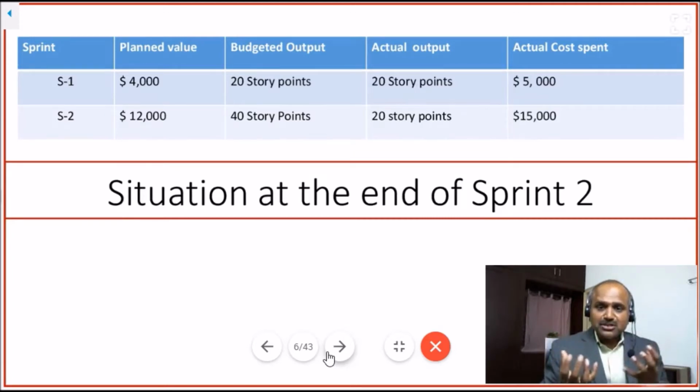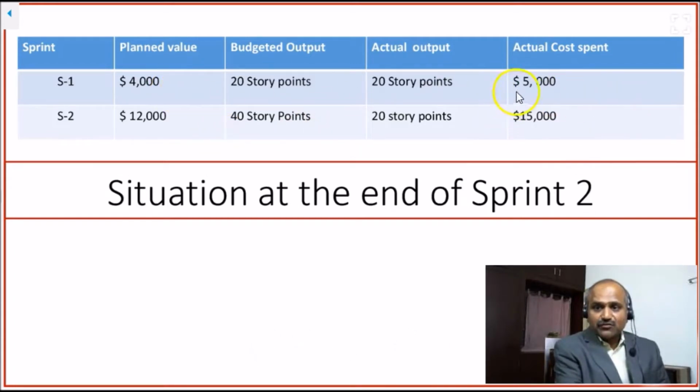In terms of performance output, 20 story points worth of work was estimated for the first sprint, and they completed 20 story points worth of work. The only deviation is in the cost, because we wanted to employ certain cost resources, but we could not get those resources. That's why we had to go for a higher cost. It cost us $5,000 in actual instead of the planned value of 4,000. So there is a deviation of $1,000 extra we spent here.